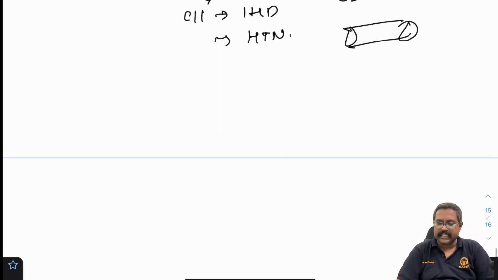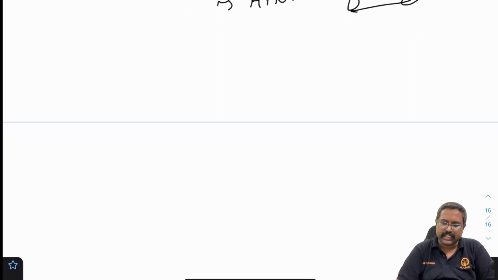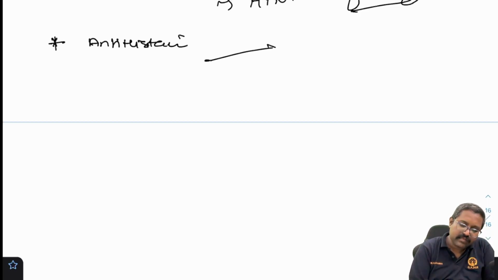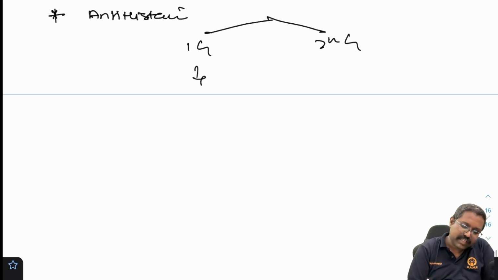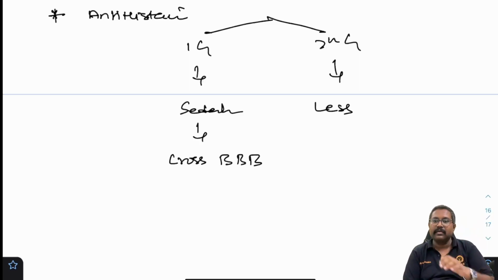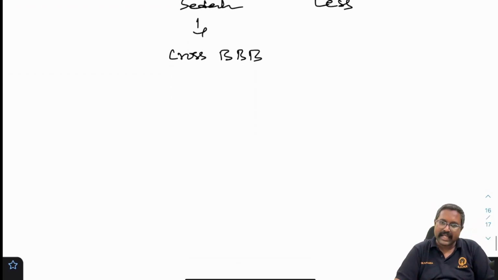And apart from that, what you should remember is there are certain drugs with respect to the antihistamines. So antihistaminics, we have first generation and the second generation. First generation will cause sedation, second generation less. Reason being, it crosses the blood-brain barrier. Is that clear?